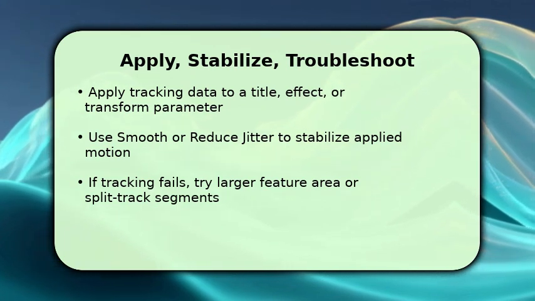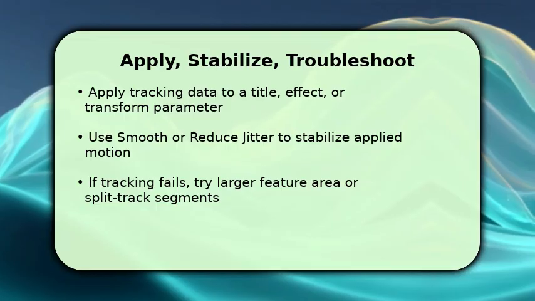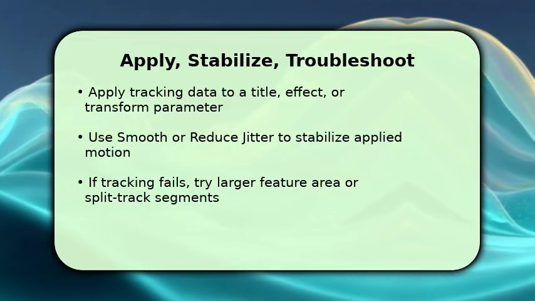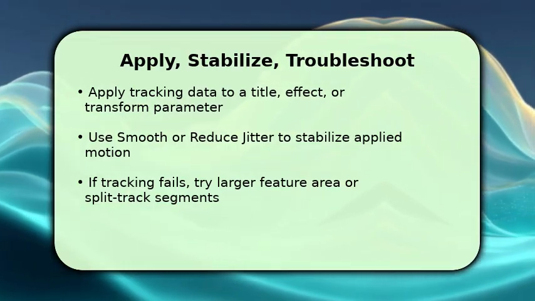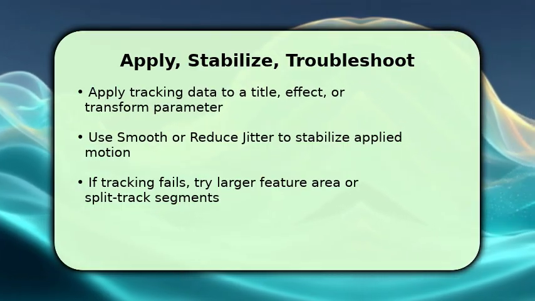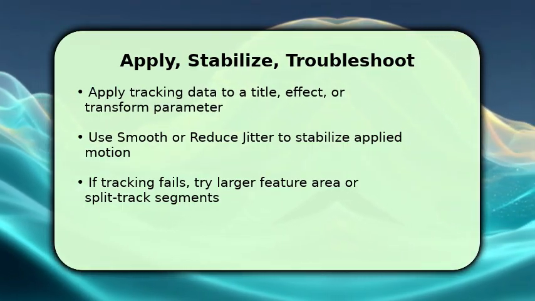If the tracker fails mid-clip, split the clip at that point and track segments separately, or increase the feature area and reanalyze. This often fixes occlusion and rapid motion issues without redoing the entire track.